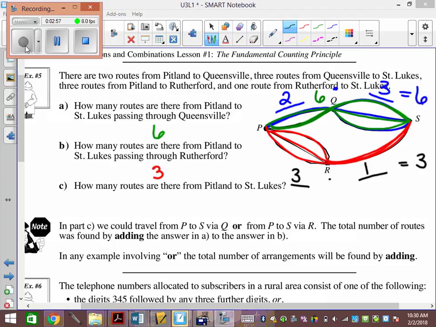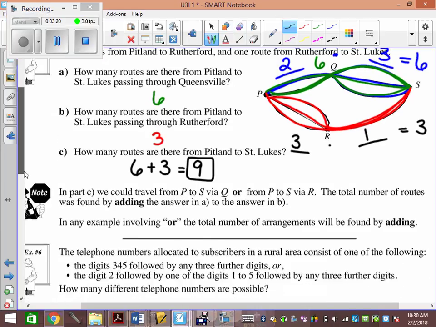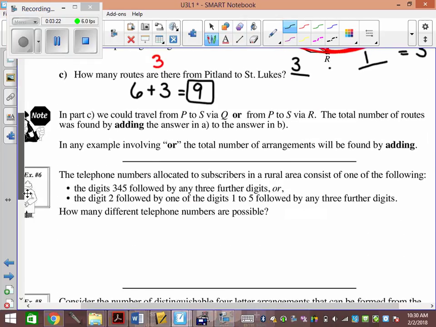We're trying to find the total amount of paths, right? When we do the total, what do we do with those 2 paths? We add them. We have 6 paths on the top, we have 3 paths on the bottom. That gives us 9 different paths that we could take, right? So we don't multiply them, we add them. So here's a little reminder: when you see or, it means to add. When you see and, it means to multiply.